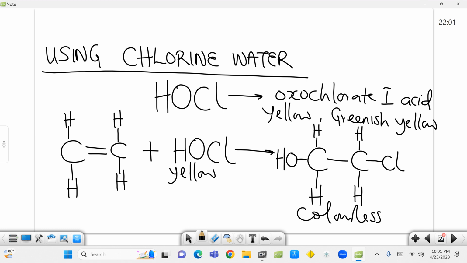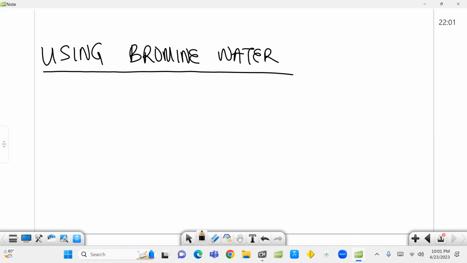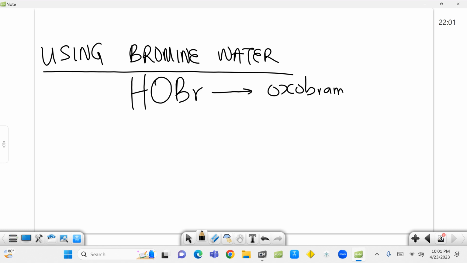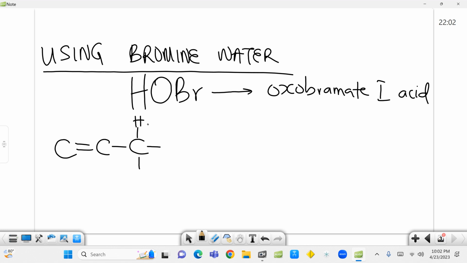We can also do this using a second test. We can use bromine water. Bromine water is in similar fashion to chlorine water. It's HOBr in this case, and that is oxobromate 1 acid. This is bromine water. We can actually do a similar test. Let's use propene this time. Propene has 3 carbon atoms and 6 hydrogen atoms. We can simply react this with bromine water.